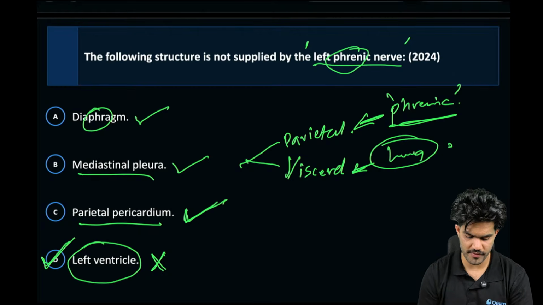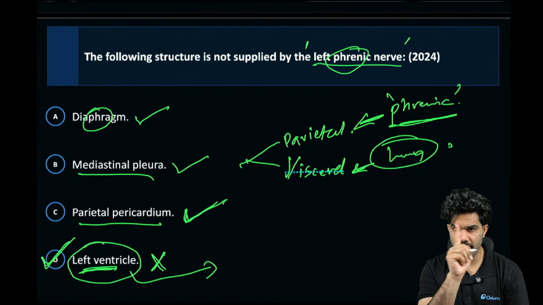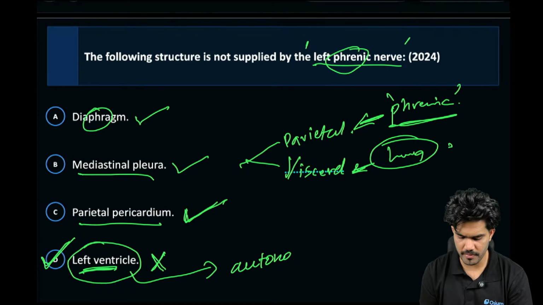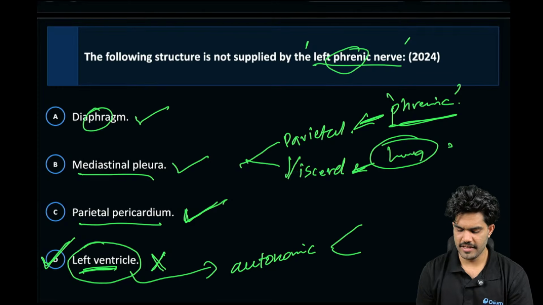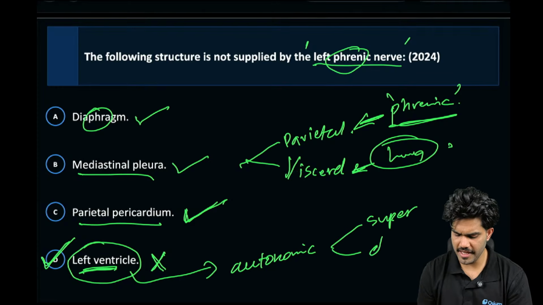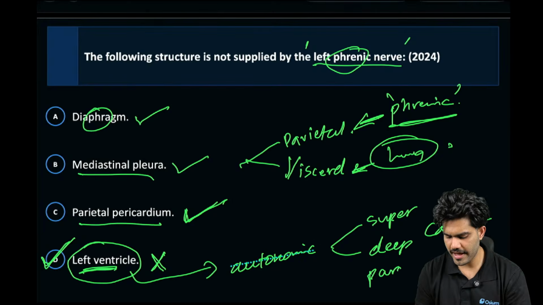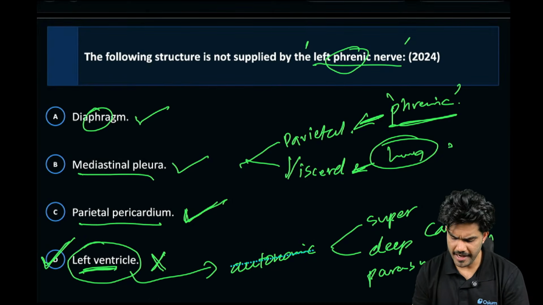Left ventricle. Ventricle means heart. Heart is not supplied by what? Somatic nerve. Heart is supplied by autonomic nerves, meaning the superficial and deep cardiac plexus will be responsible. Deep and superficial cardiac plexus are formed by the parasympathetic vagus. You have to know the roots, and the sympathetic chain. Sympathetic is a chain.